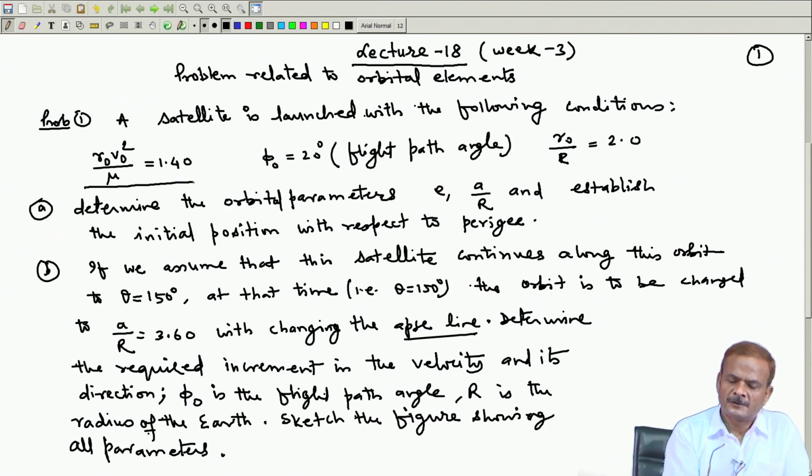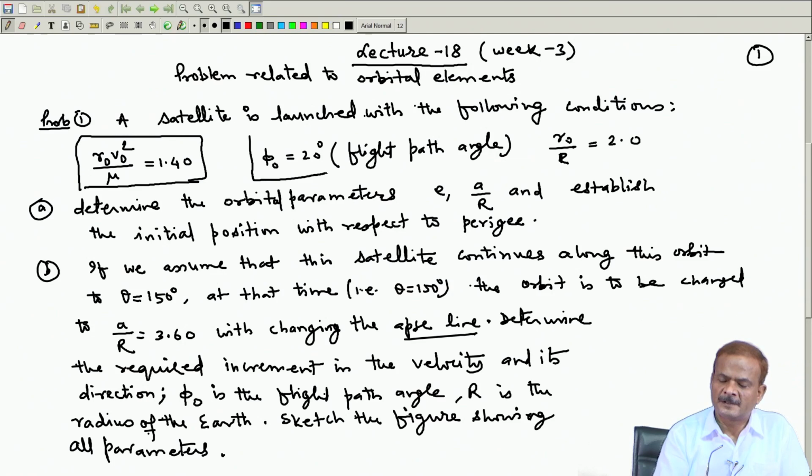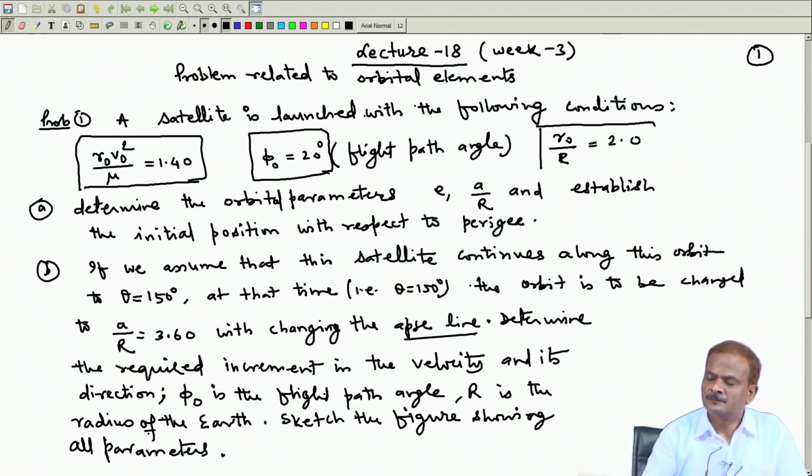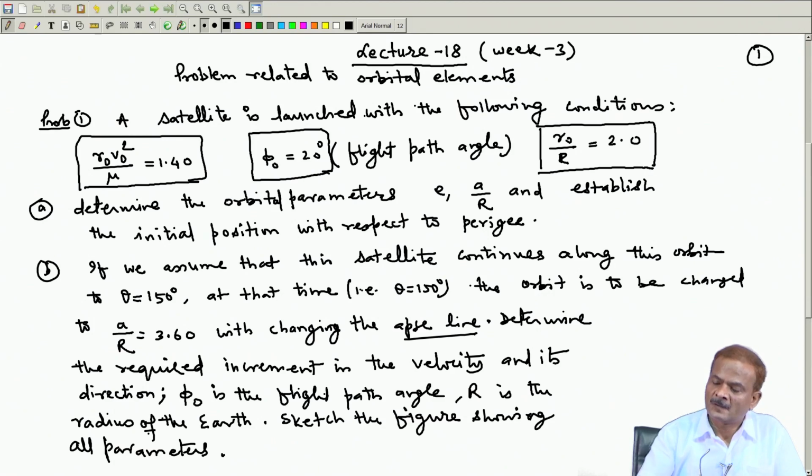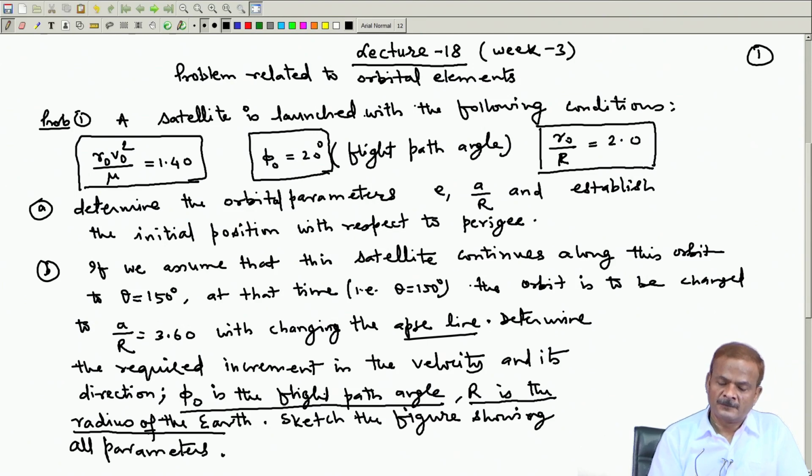Already you know this quantity; we have discussed it so many times. This is given: phi 0, the flight path angle, and the initial position of the satellite, not in terms of the vector, but just a scalar quantity. So, this is a non-dimensional quantity. R is the radius of the earth, as shown here, and phi 0 is the flight path angle. Okay. So, what is the question?